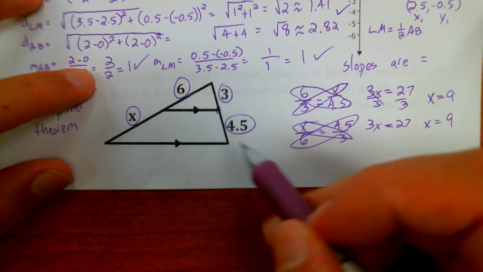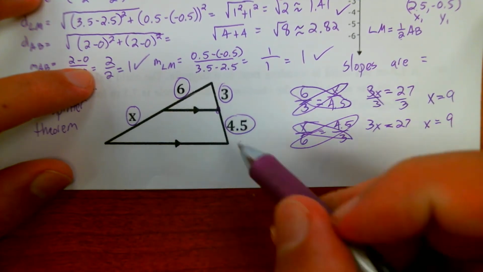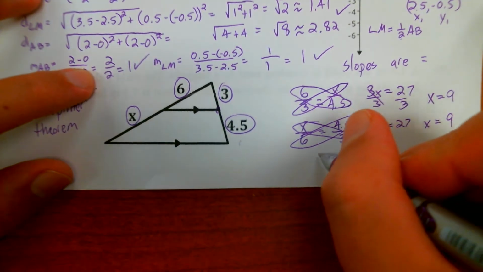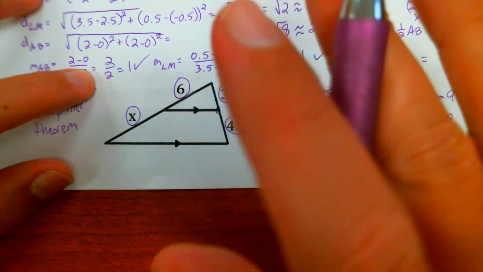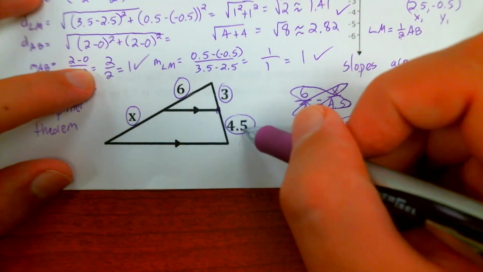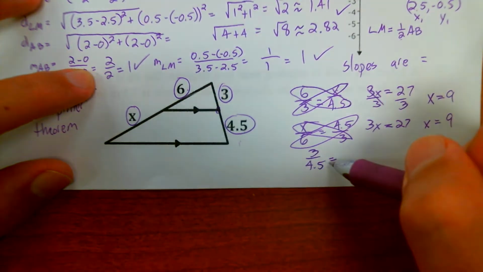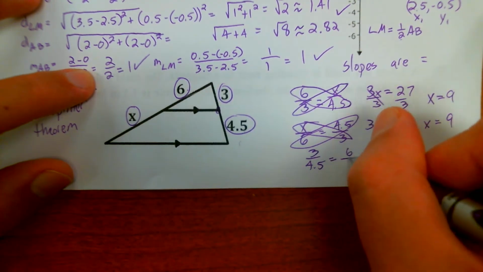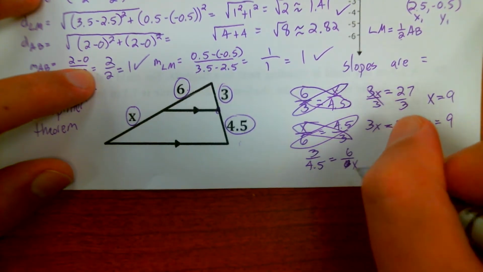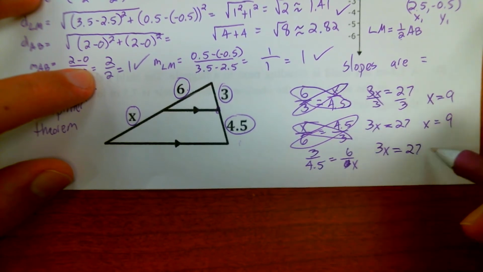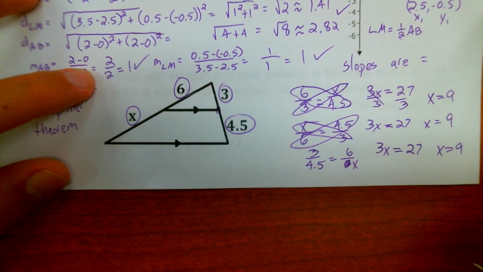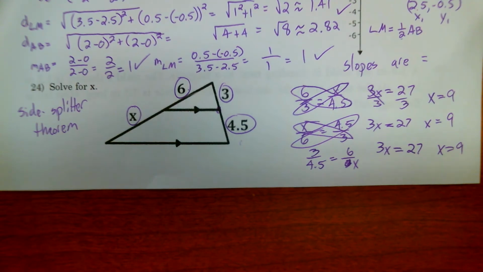I could have gone right to left. I could have gone bottom over top. 3 over 4.5 equals, sorry, I said that backwards. I could go top over bottom equals top over bottom. 3 over 4.5 equals 6 over x. When I cross multiply, guess what? I still get 3x is equal to 27. X is 9. So lots of different ways you can set up these proportions. Just make sure you're consistent.